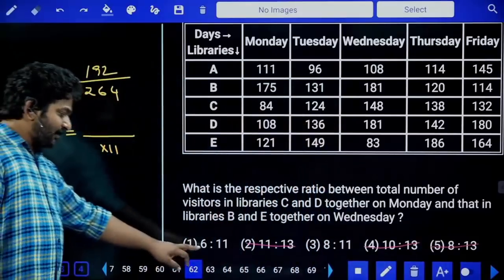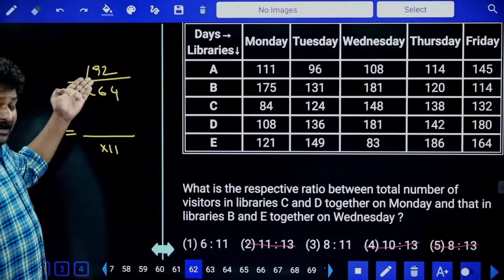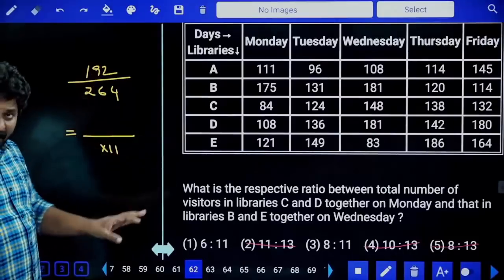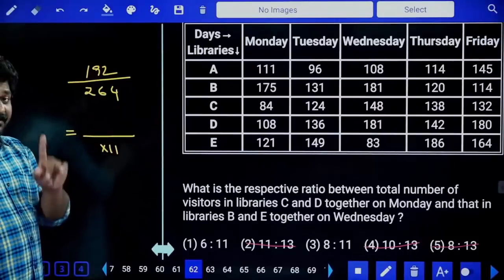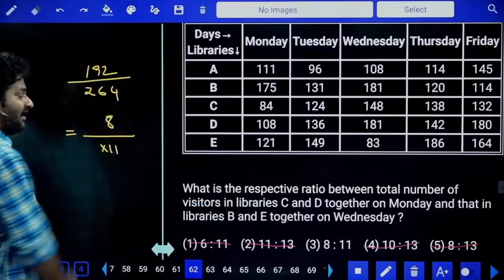Okay, right. So here first 6 is there, which is a 3 multiple. When there is a 3 multiple in both numerator and denominator, that gets cancelled, and there is no way you will get your answer's first number as a 3 multiple. So this is also eliminated. 8 is to 11 is our final answer.